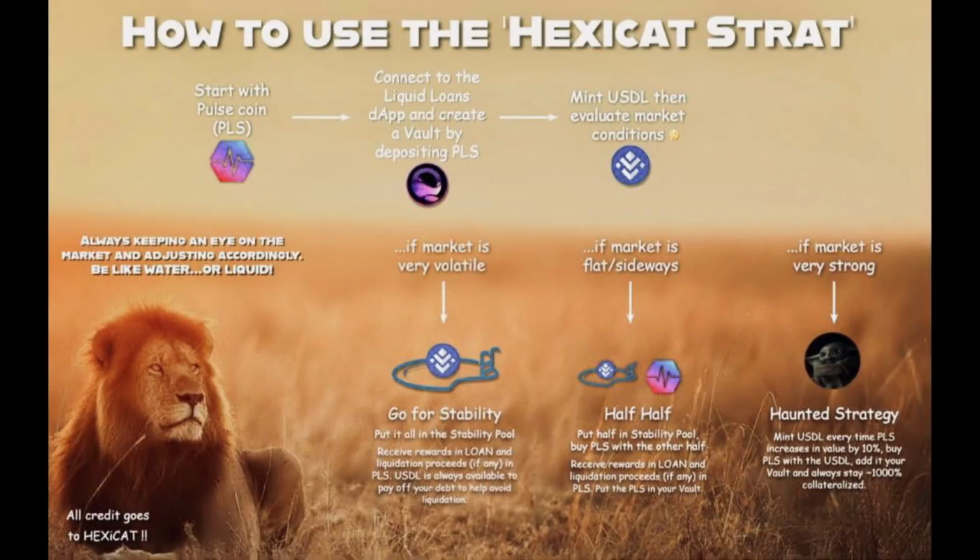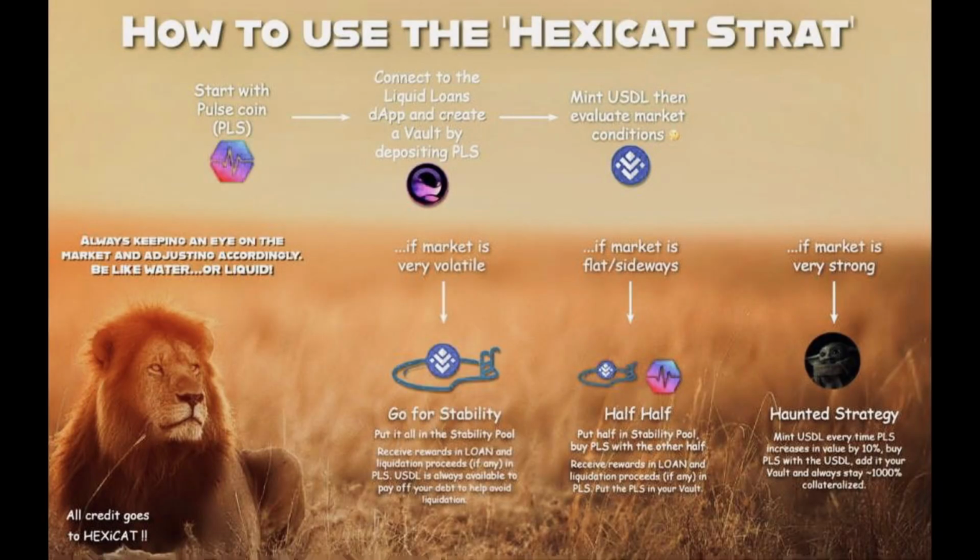The USDL is always available to pay off your debt to help avoid liquidation, right? So let's say that the value of PulseChain drops dramatically. If it drops dramatically, because you have value in the stability pool, you can always pull out the USDL value from the stability pool and use it to pay the debt down so that your vault is always good, so that you don't get liquidated from your vault, so that you don't lose your value in the PulseChain vault, okay? This is absolutely amazing and it protects you from all directions.